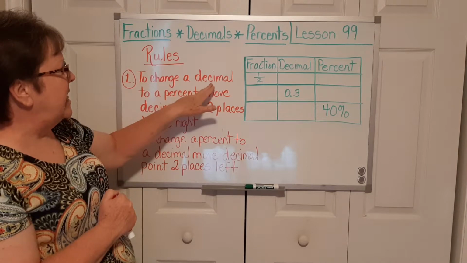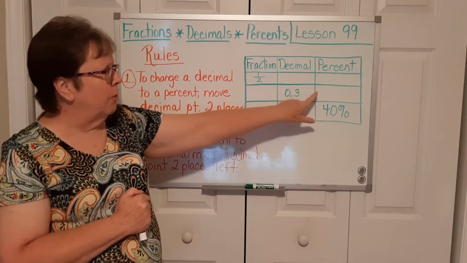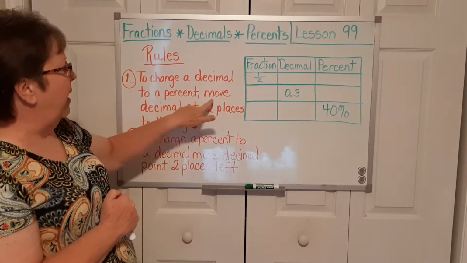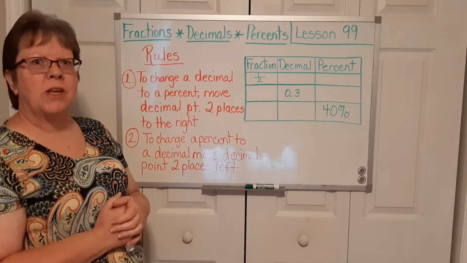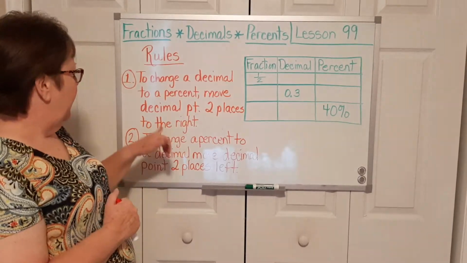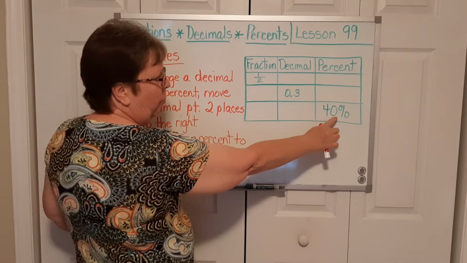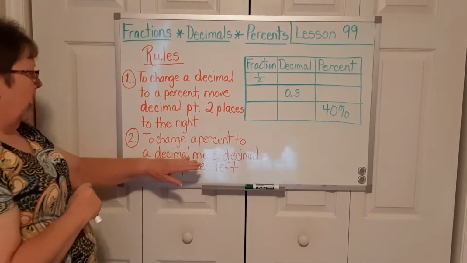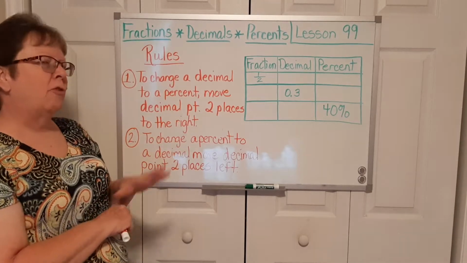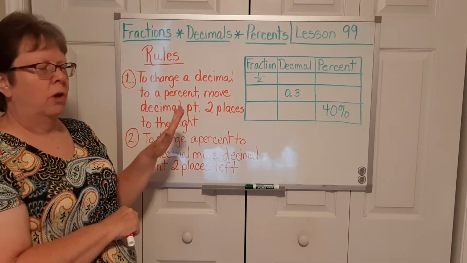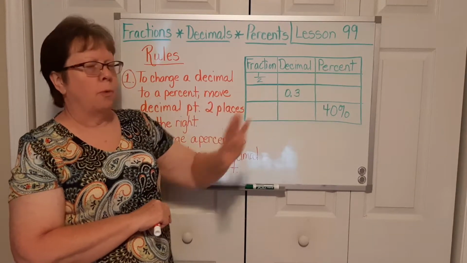To change a decimal to a percent, we're just going to move our decimal point 2 places to the right and add our percent sign, and that's it. Rule number two, to change a percent to a decimal, we'll move the decimal point 2 places left. Okay, so that's two very important rules. That is going to help you specifically with the decimal and the percent columns.